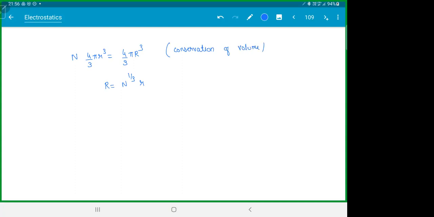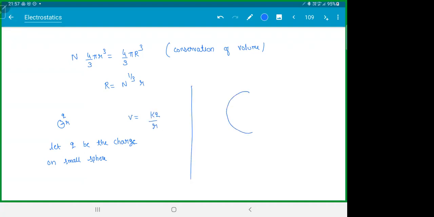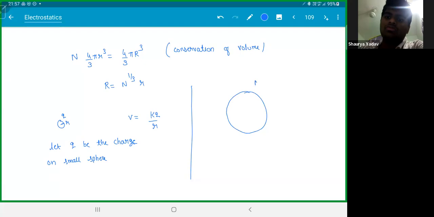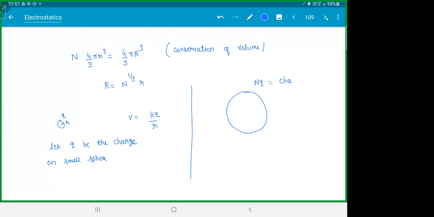Next thing, what about the charge? Charge is conserved. So if you assume charge q is on the small sphere, let q be the charge. We don't know how much the charge is. Let q be the charge on the small sphere. Then the potential V is given by kq by r. Now on the big sphere, what will be the charge? Charge is conserved, so nq. This is the charge on the big sphere. Charge will add directly. Radius won't add.